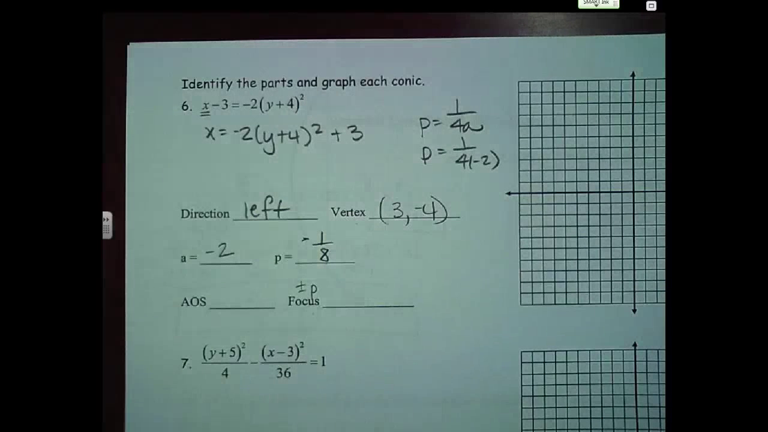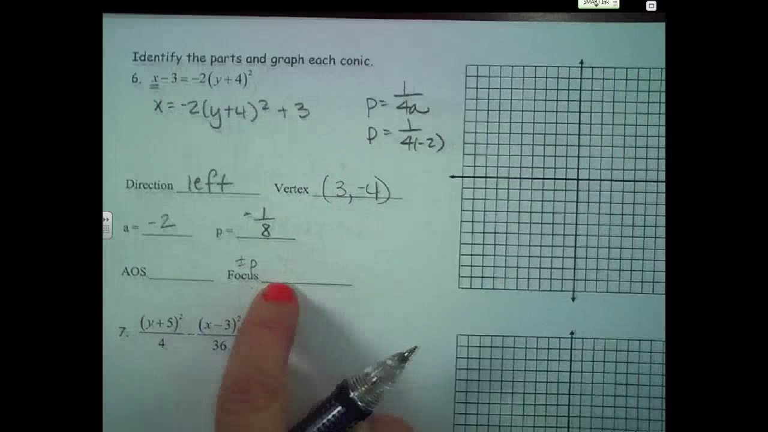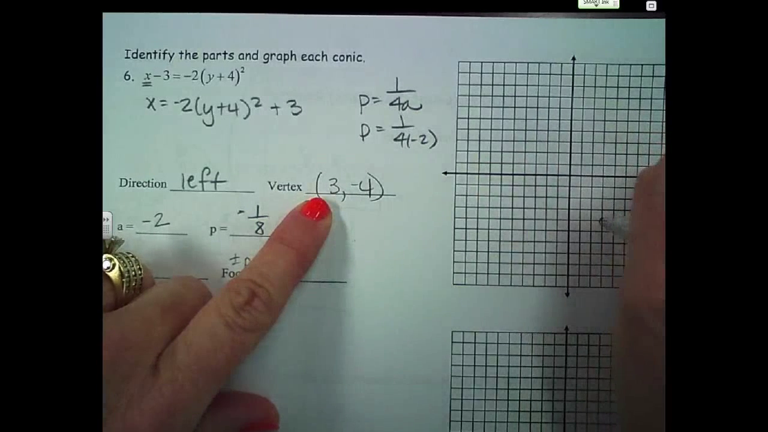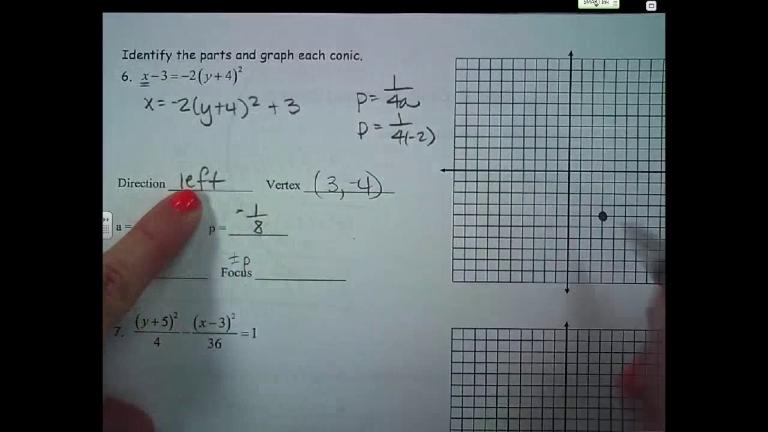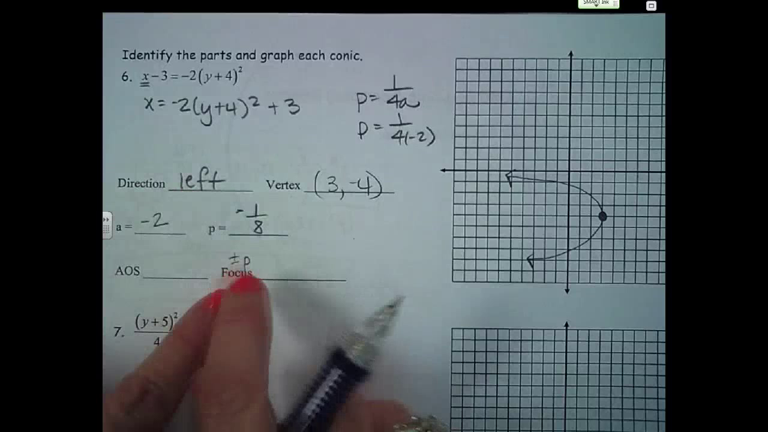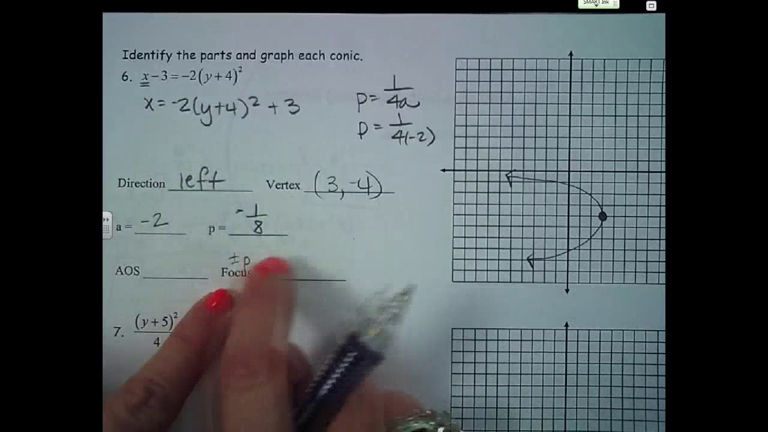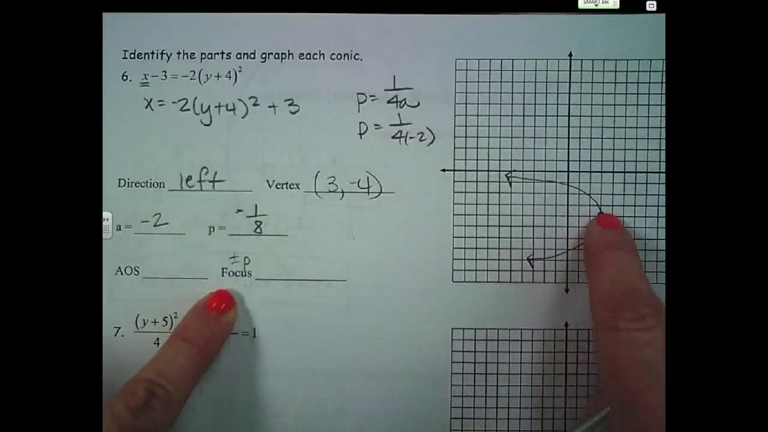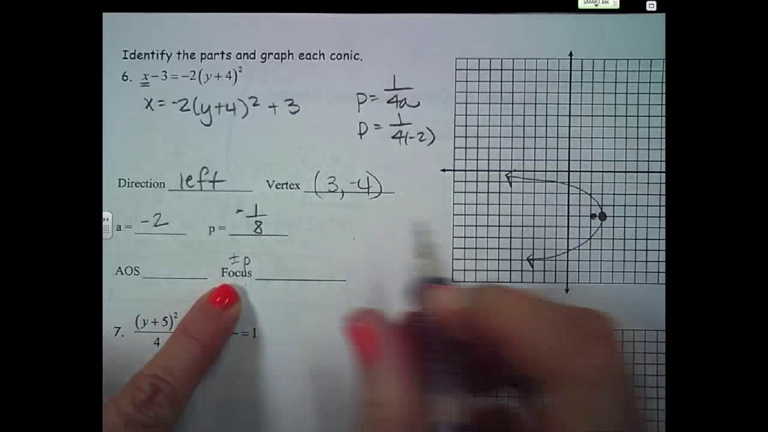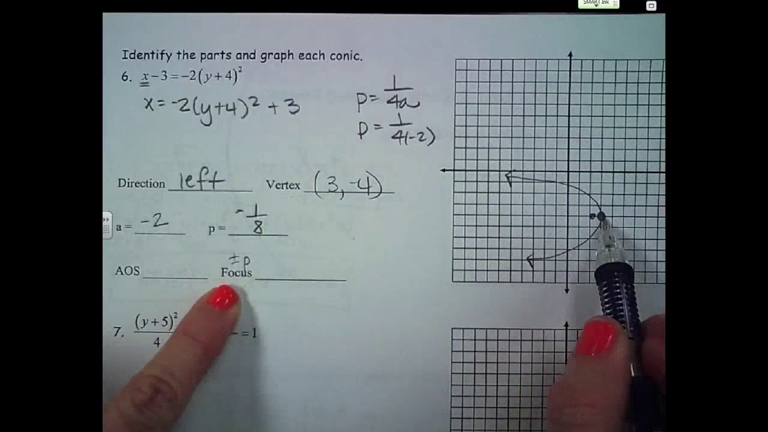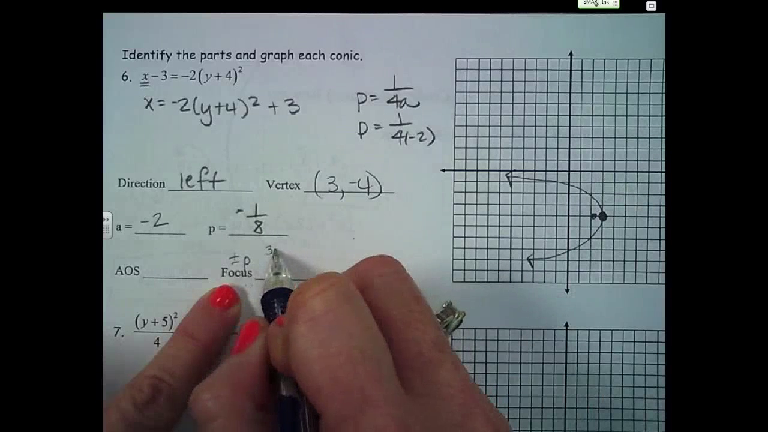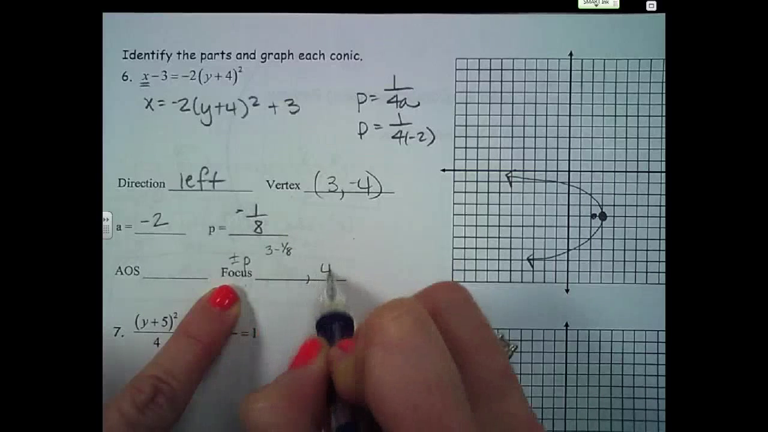Okay, my axis of symmetry and my focus, let's graph all that. So 3, -4. Here's my vertex. I'm going to open left. And to get to my focus, I'm going to slide left 1/8. So if I'm sliding left, which one is that going to affect in this ordered pair? It means my x value is going to change. So in your calculator, you're going to do 3 minus 1/8. And then the 4 stays the same.